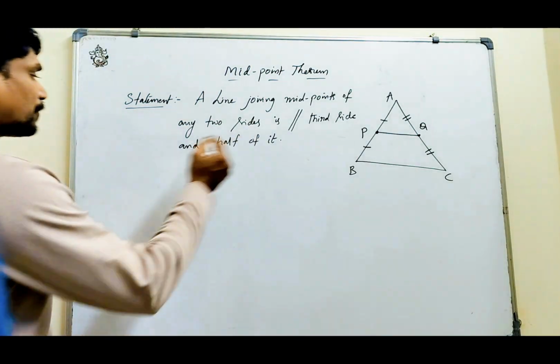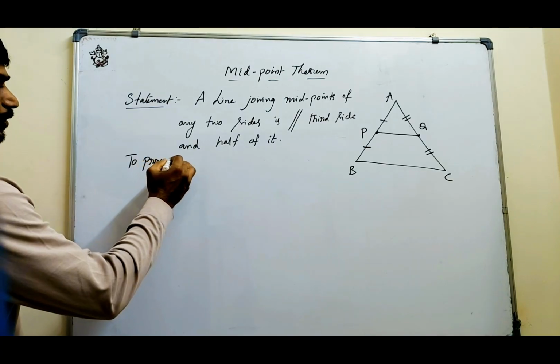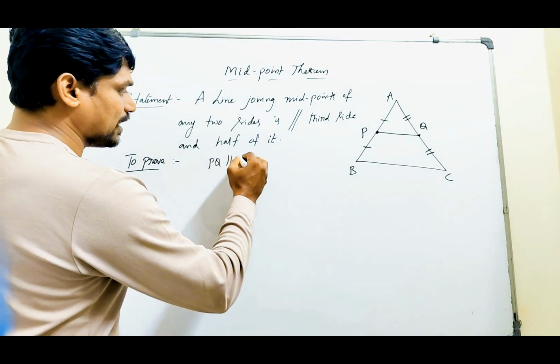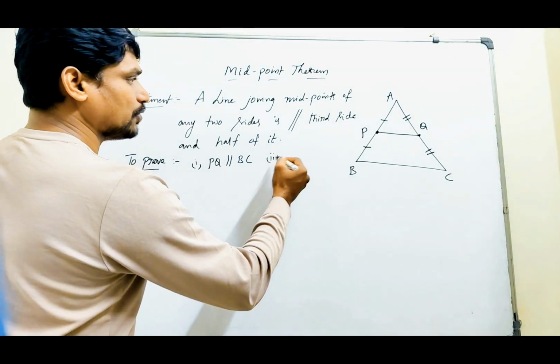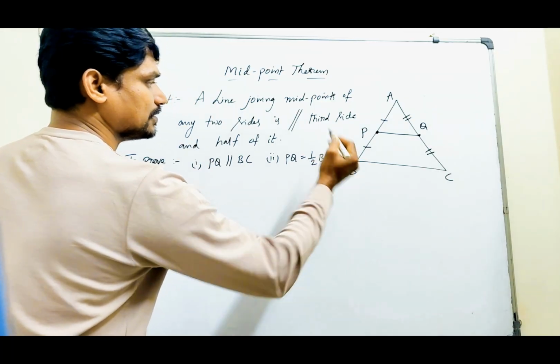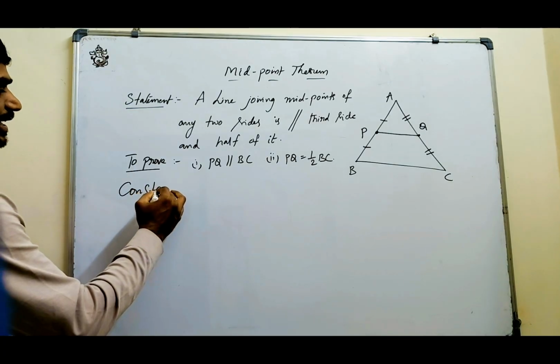So which means what to prove? To prove PQ should be parallel to BC, first point. Second point, we need to also prove that PQ is half of BC. Then construction. Why do we need construction?